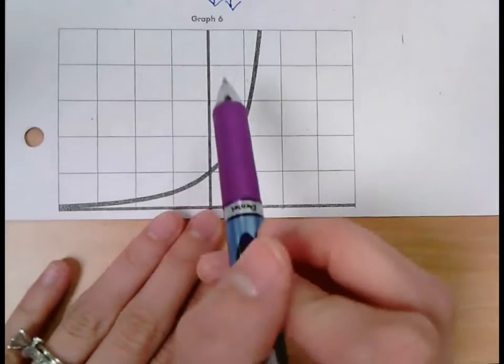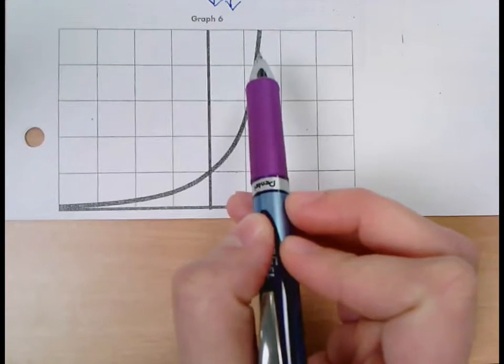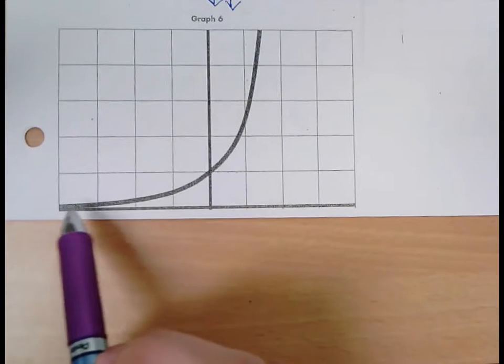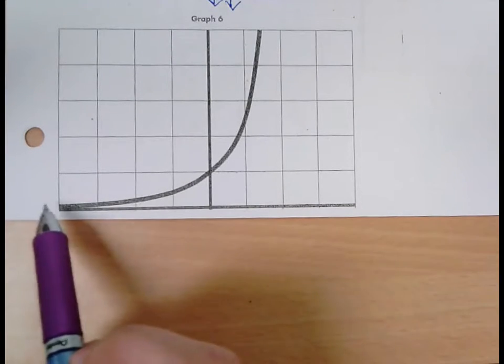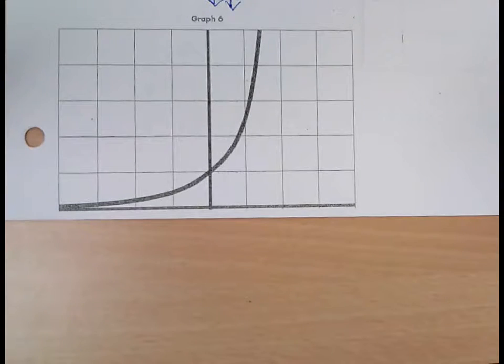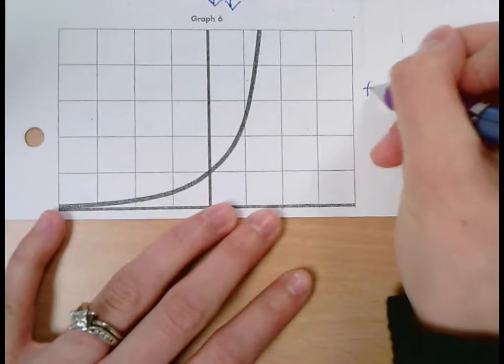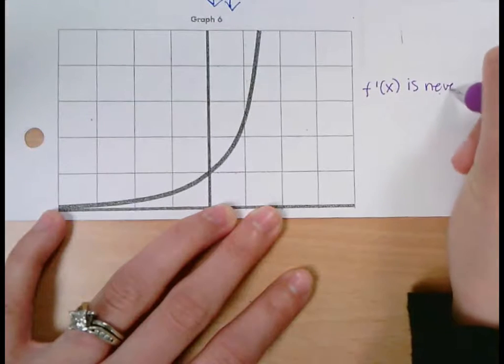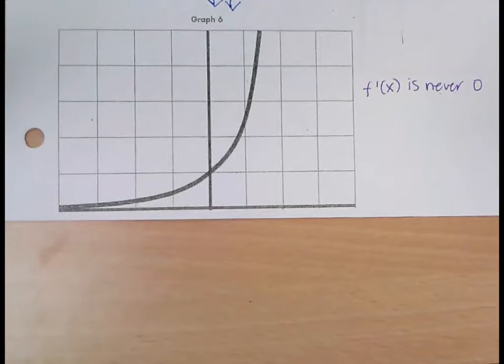All right, so on this graph, these y values do approach 0. So closer this way, your tangent lines probably have a slope that's very close to 0. But again, f prime of x, like the other two on this page, is never 0. So f prime should not cross the x-axis anywhere.